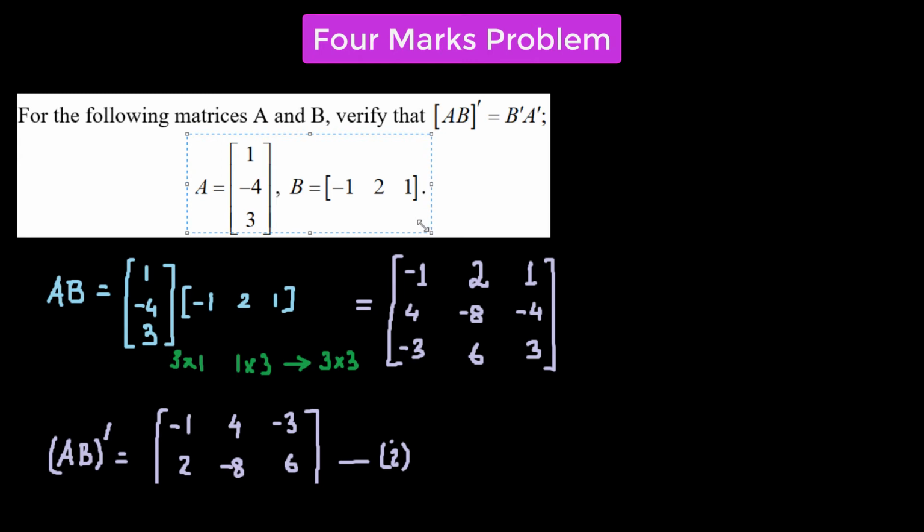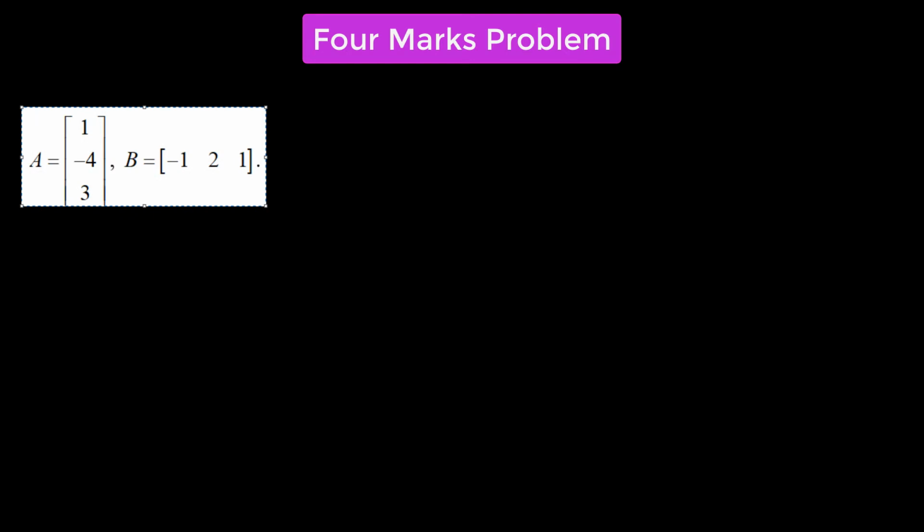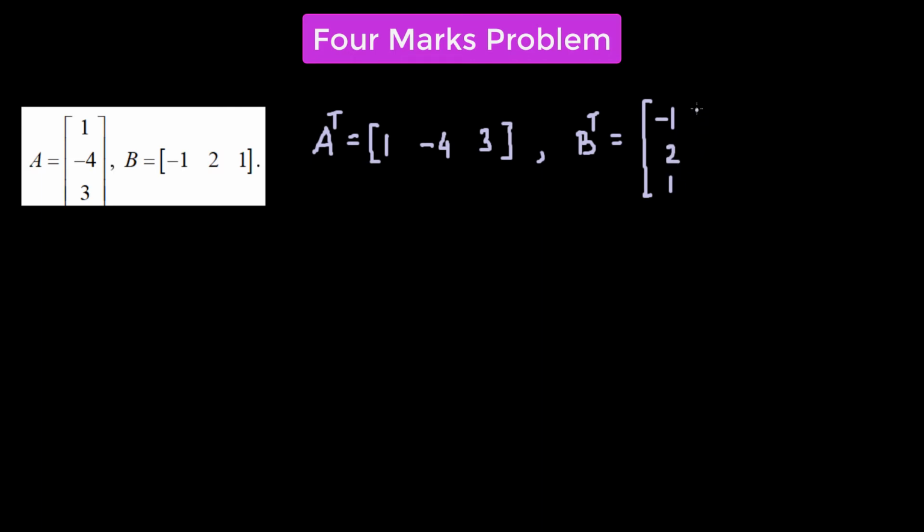So we have A. Our A transpose will be, the column matrix will get converted into a row matrix. So we'll have the elements 1, negative 4 and 3. So this will be our A transpose, and for matrix B, when we take the transpose, the row matrix is going to become a column matrix having the elements negative 1, 2 and 1. Now we're going to multiply B transpose by A transpose.